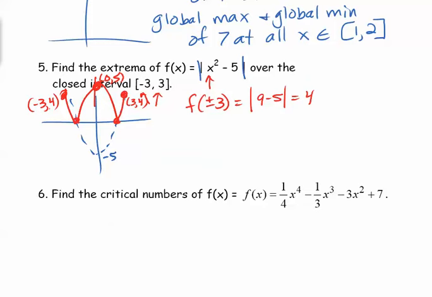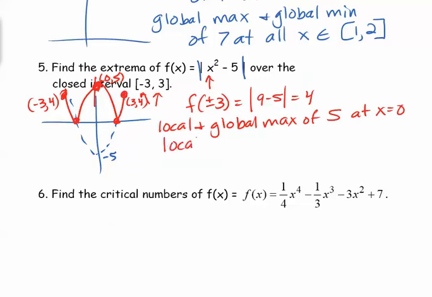So they are not going to be in the running for global extrema, and local extrema cannot happen at endpoints. So what do we have here? We have a local and global max of 5 at x equals 0, and we have a local and global min of 0 at, and now we've got to figure out what we have here.